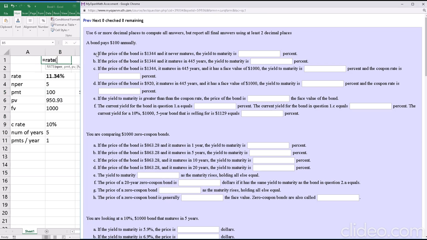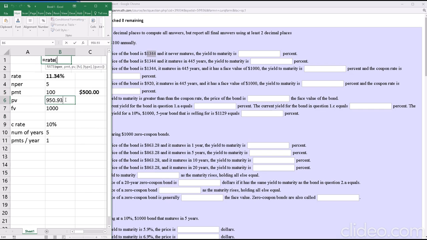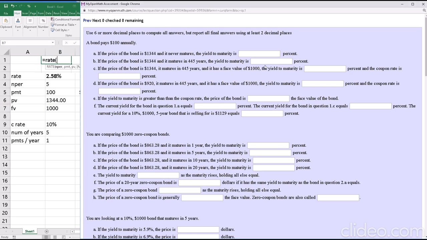Okay. Now, if the price of the bond is $1,344, I'll copy this and put it into the present value. And I'll just leave the face value at $1,000, because eventually we're going to talk about the face value being $1,000. If the price of the bond is $1,344, and it never matures, then the yield to maturity is what?